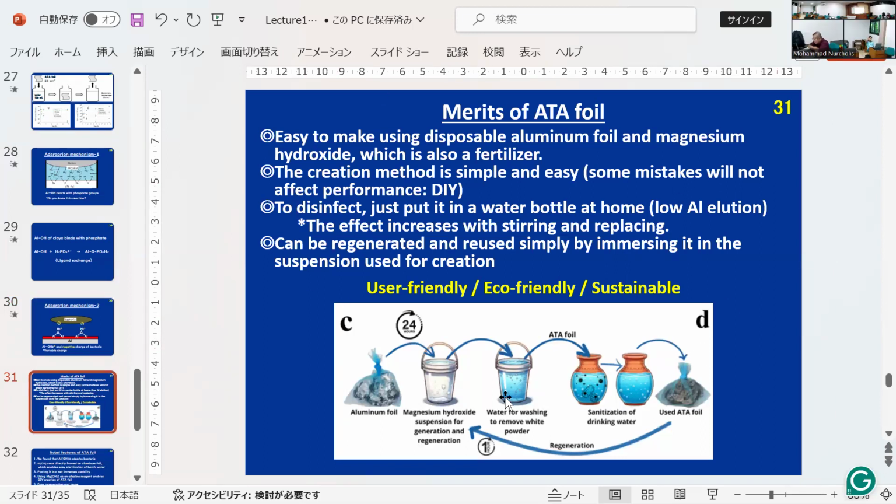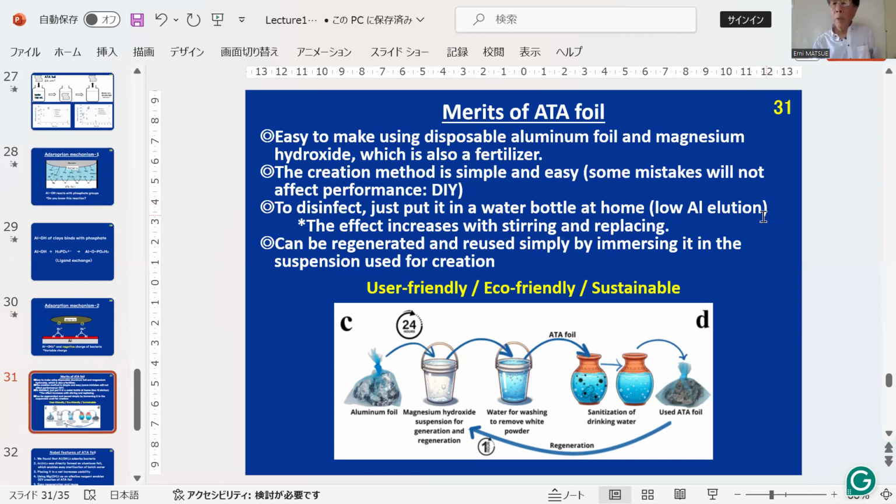This is the merit of ATF oil. It is easy to make using disposable aluminum foil and magnesium hydroxide, which is also a fertilizer. The creation method is simple and easy. Some mistakes will not affect the performance, meaning DIY. Anybody can produce ATF oil. To disinfect, just put it in a water bottle at home.